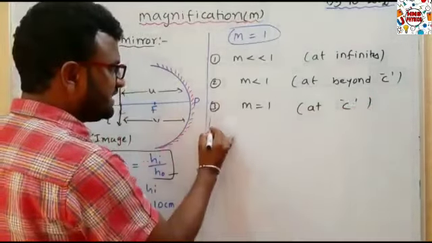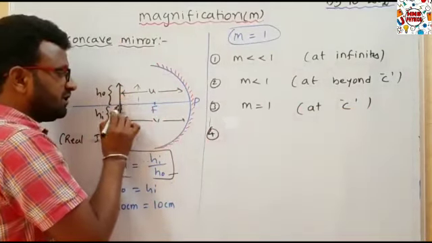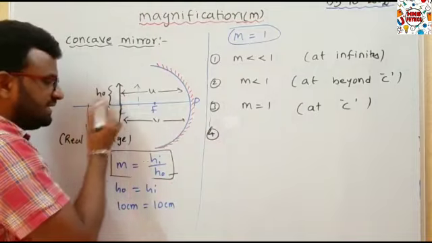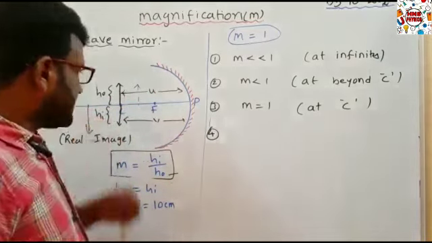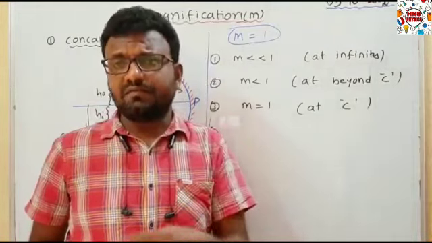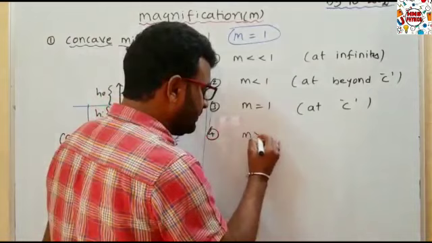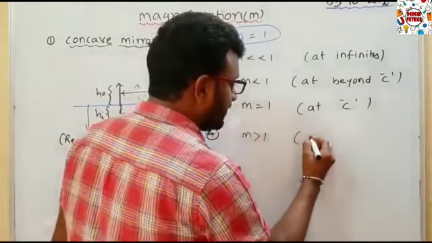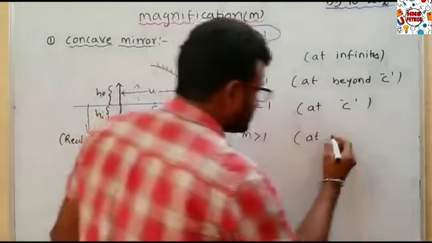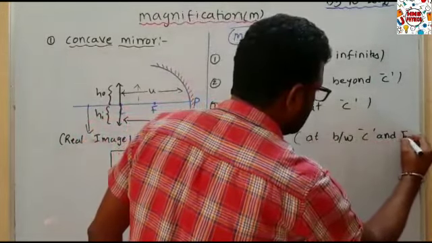Next, the fourth case, when the object is placed between C and F. In this case the image is formed behind C. So the size of the image is greater than the size of the object, or larger than the object. So that means here m is greater than 1. At what case is the object placed between C and F? Between C and F.